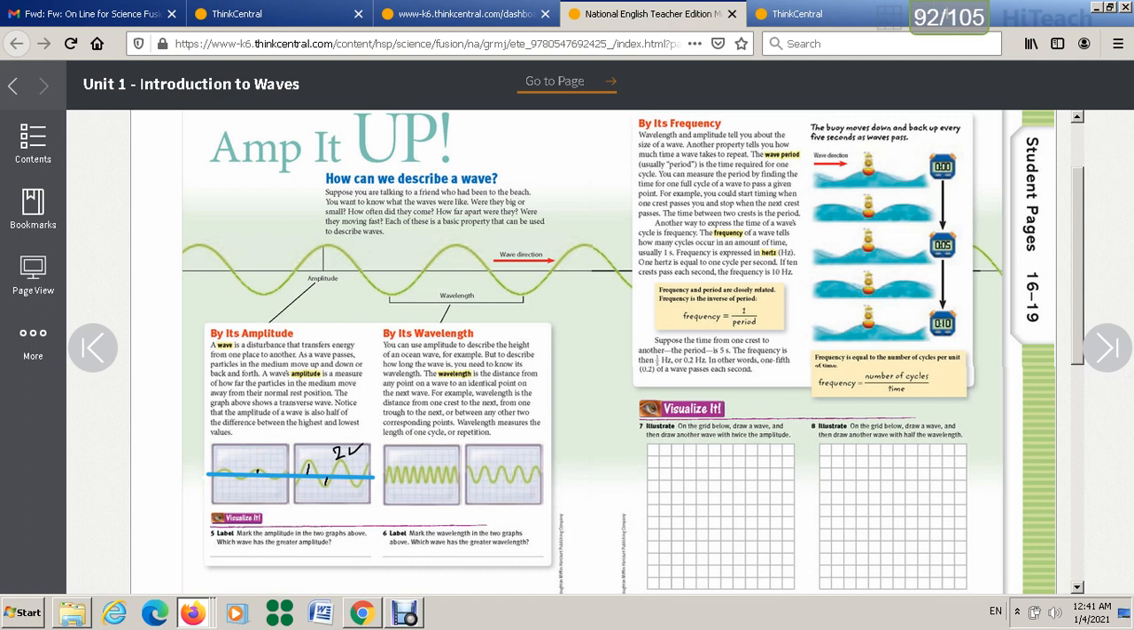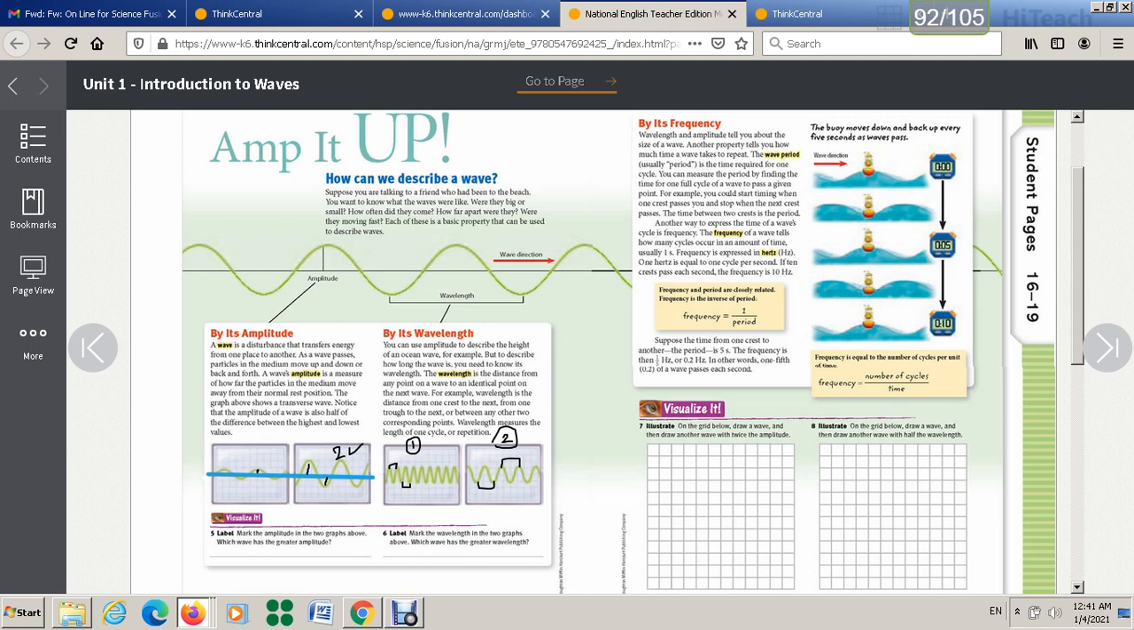Mark the wavelength in the two graphs. This is the wavelength for the first one, and this is the wavelength for the second one. Which one has a shorter wavelength? Number 1 has a shorter wavelength. Number 2 has a longer wavelength, as you see. So this is for question 5 and question 6.